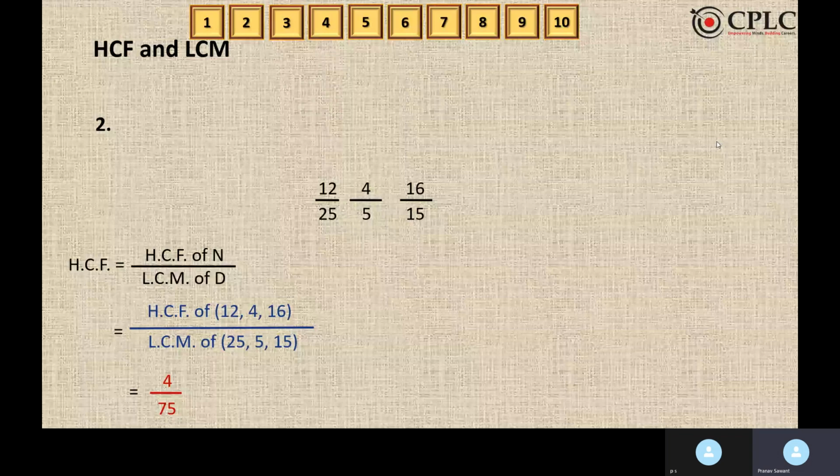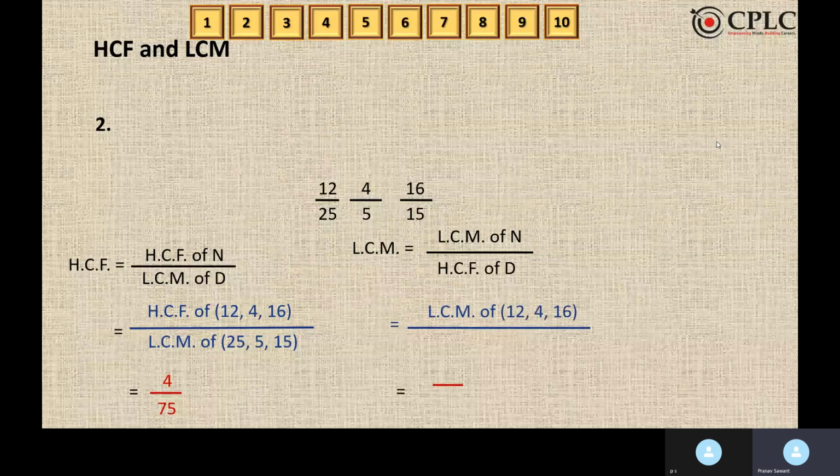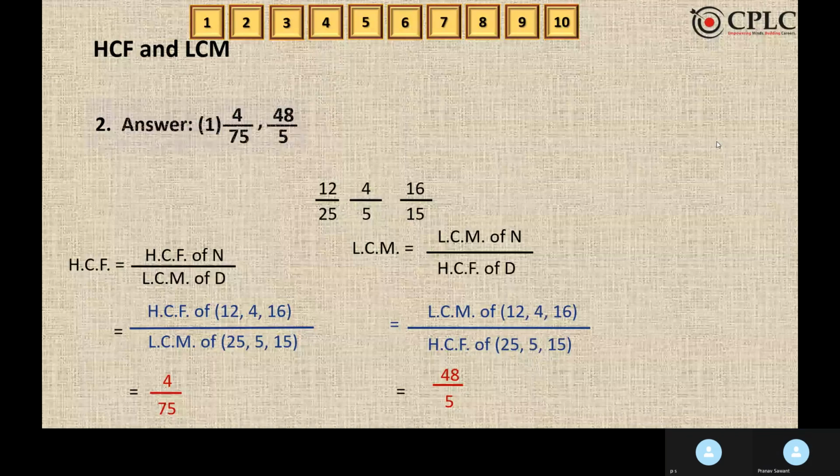Now, for LCM, we will make use of LCM formula, that is LCM of numerators upon HCF of denominators. So LCM of 12, 4 and 16 is 48 and HCF of 25, 5 and 15 is 5. Hence LCM of these three fractions is 48 upon 5. So option 1 is the final answer.